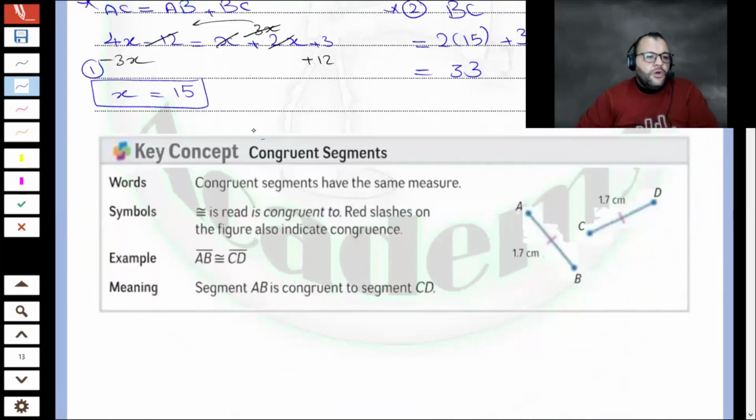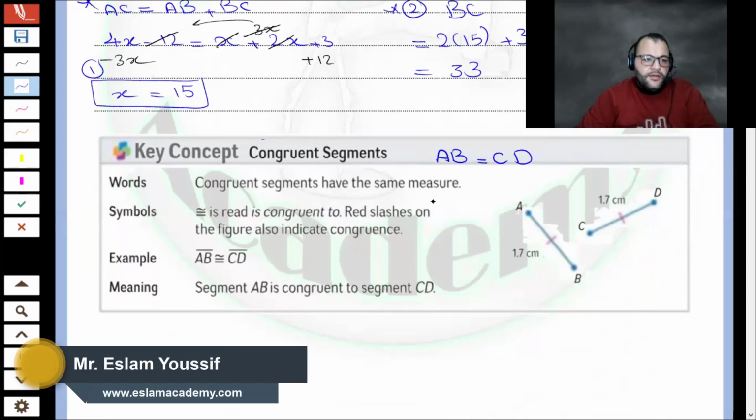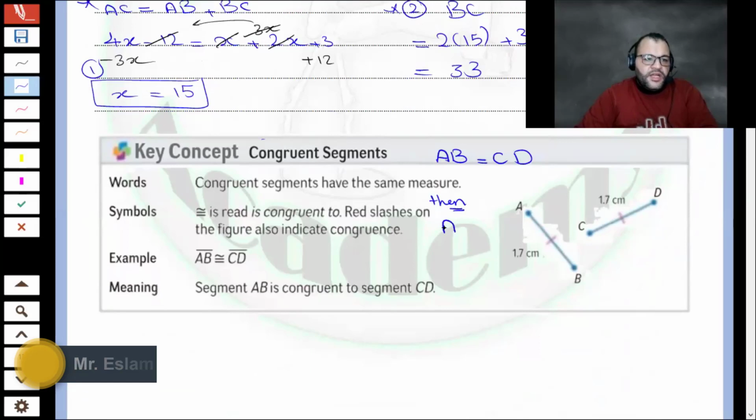Now about congruent line segments. When can we say that two line segments are congruent? Two line segments are congruent if they are equal in length. If you remember what we say when we compare lengths, the length of line segment AB equals the length of line segment CD. Then we will find that the line segment AB is congruent to the line segment CD.